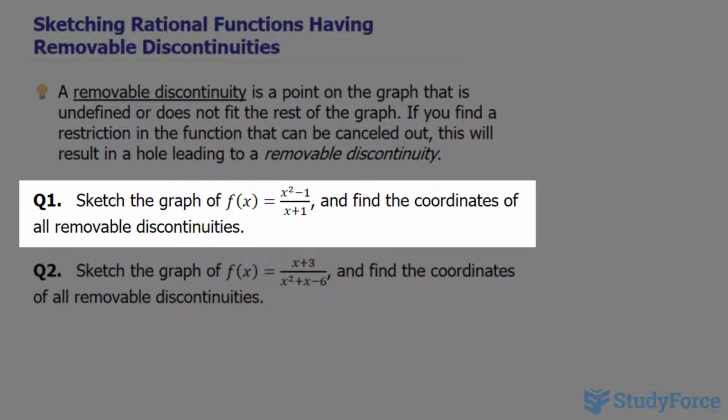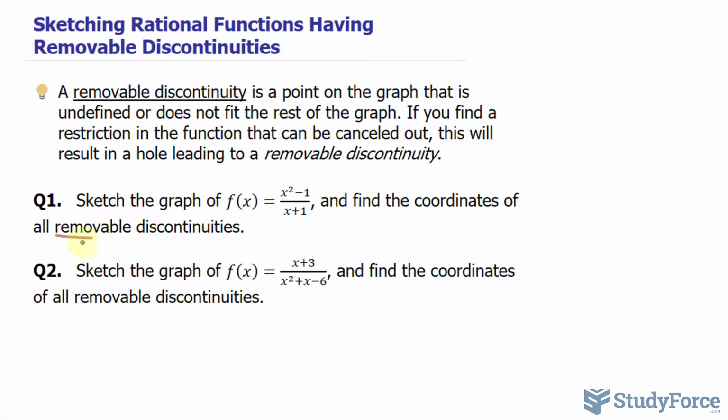They want us to sketch the graph of the function f of x is equal to this rational function. Remember what a rational function is? It's when you have a polynomial divided by a polynomial, and that's the case here. And find the coordinates of all removable discontinuities. So they're asking for removable, not non-removable, which would assume it's vertical asymptotes.